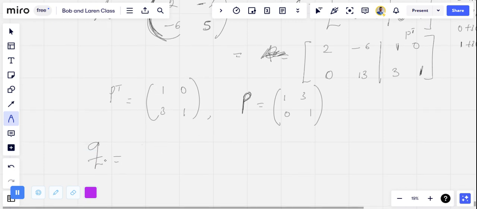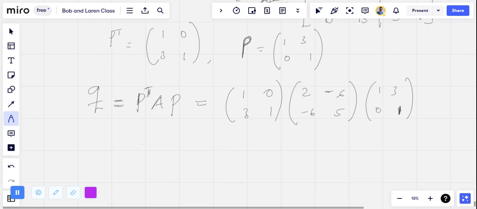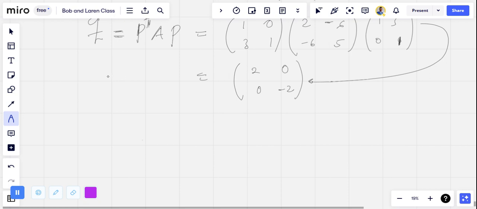So therefore, the matrix Q that we are looking for is actually equal to, remember that formula that we always write as PT of A of B. So I will now have to multiply this 1 0 3 1 by the matrix A I got as 2 minus 6 5, and multiply it with this matrix 3 0 1. When you multiply this all together, you will now have 2 0 0 minus 2. Please take note, this is what you get. So then after you've gotten the matrix, this is the matrix for Q that they asked for.